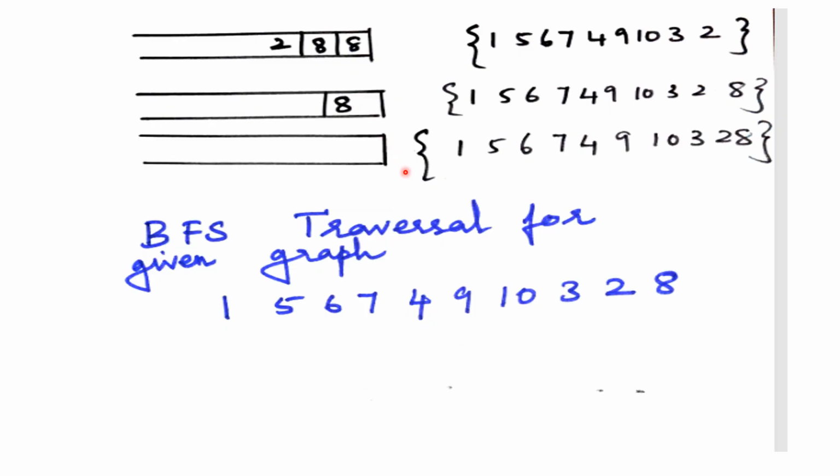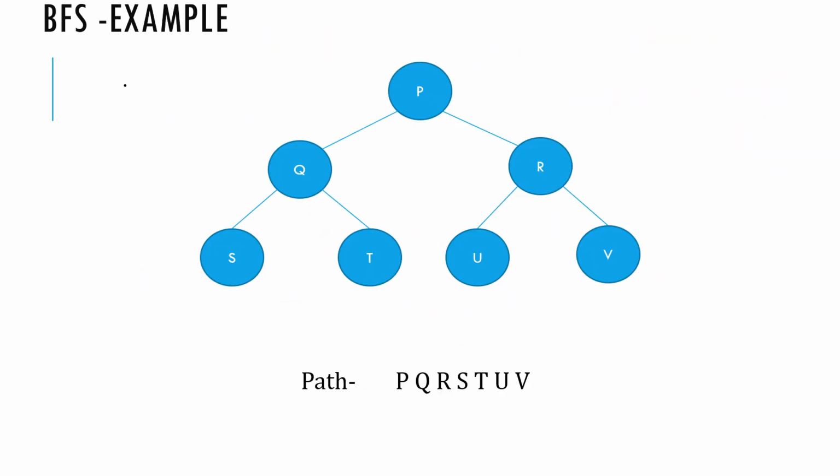So finally, what is the BFS traversal for the given graph? 1, 5, 6, 7, 4, 9, 10, 3, 2, 8. Okay. So this is the way we can apply the breadth first search method for the graph structure also. We can implement it. And this is another example.